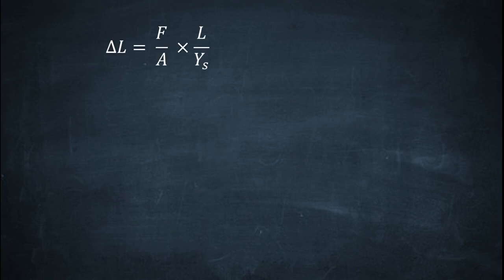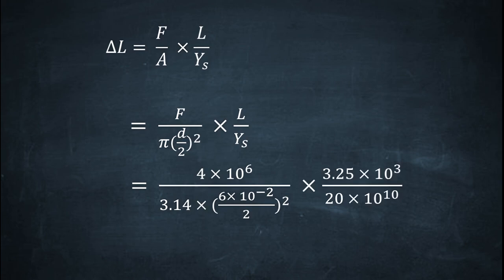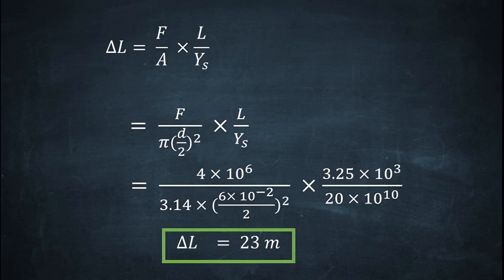Here we are putting the value of A, that is pi d by 2 whole square, and now we know all the values of all the terms given to us. Force is 4 into 10 raised power 6, diameter is 6 into 10 raised power minus 2, the value of pi is 3.14, value of L is 3.25 into 10 raised power 3, and value of Young's modulus for steel is 20 into 10 raised power 10. Solving all these values, multiplying and dividing, we will get the result of change in length as 23 meters.